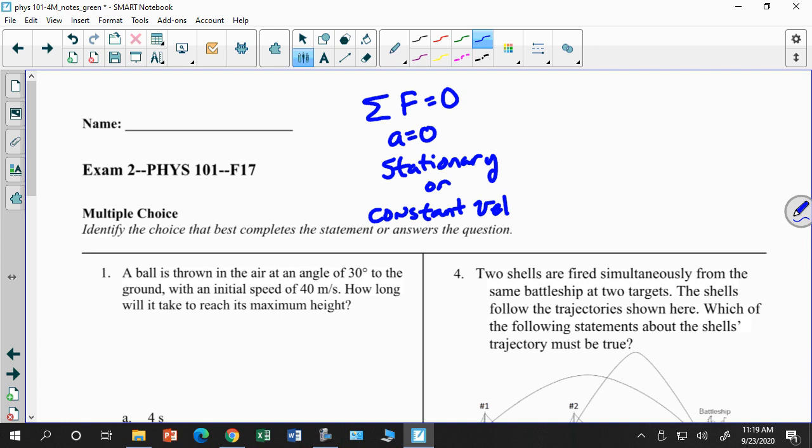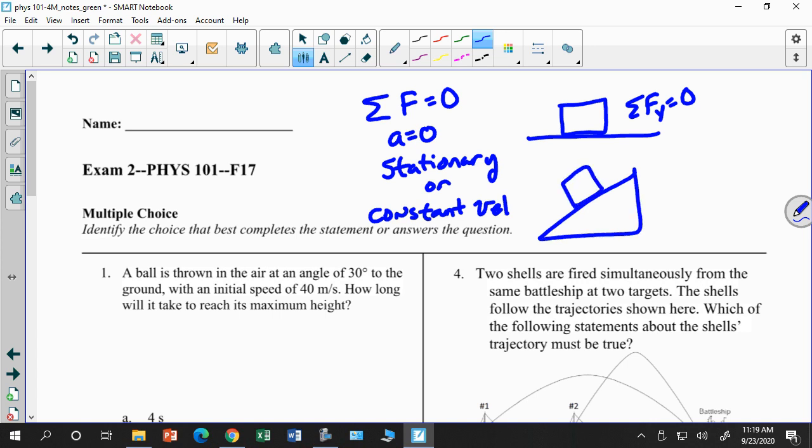Now, there are some cases that will always have the sum of the forces equal to 0. And that's always when an object is on a surface. When an object is on a surface, the sum of the forces in the y direction will always equal 0, because we're assuming that object doesn't leave that surface. That's true on an inclined plane, too. Only when it's on a surface and not leaving that surface.